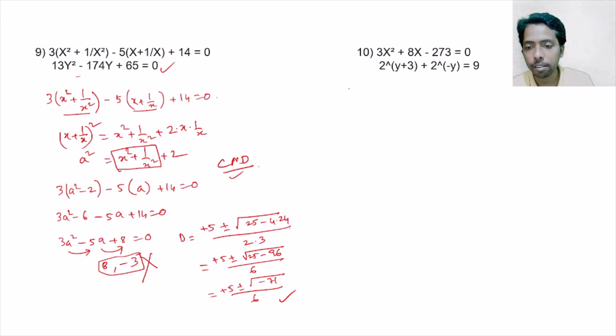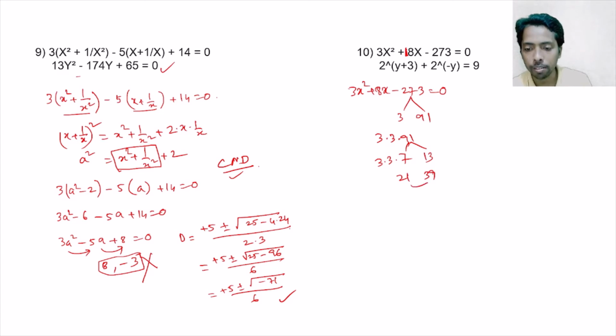3x square plus 8x minus 273, right? So 3x square plus 8x minus 273 equals to 0. Now we can factorize this 3 into 91, right? So 3 into 3 into 91, we can further manipulate this number, that is 7 into 13, so 3 into 3, right? Okay, and this is 18, not 8, just fix it. So this is 21 and 39, and the difference is 18 here.